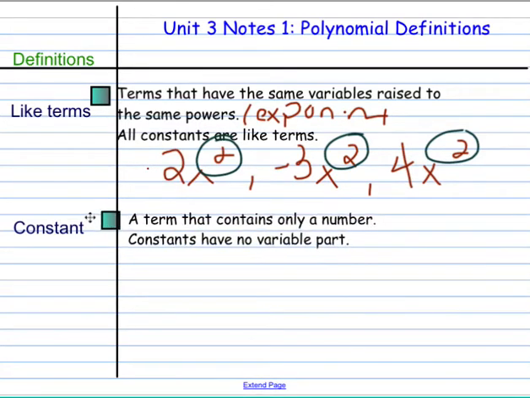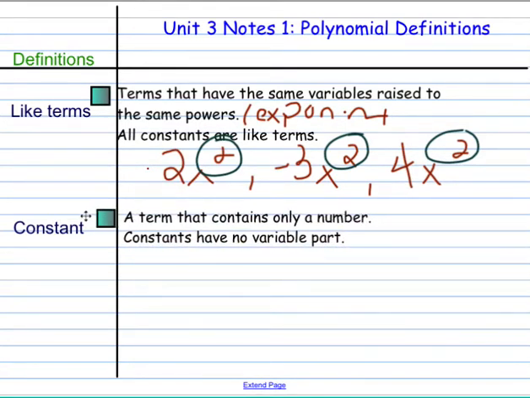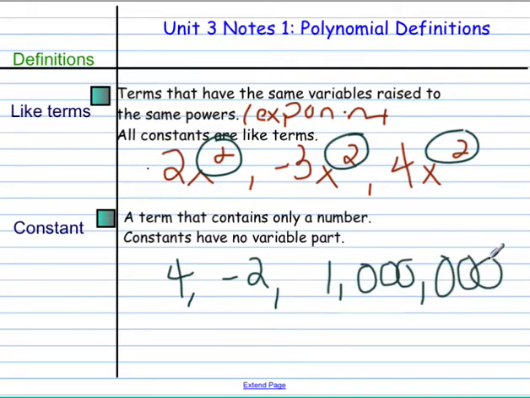Now, what's a constant? A constant is a term that contains only a number. Constants have no variable parts, so that means there is no letter in it. So 4 is a constant. Negative 2 is a constant. 1 million is a constant. A constant is a thing that is just a number. And like we saw in the previous definition, all constants are like terms.